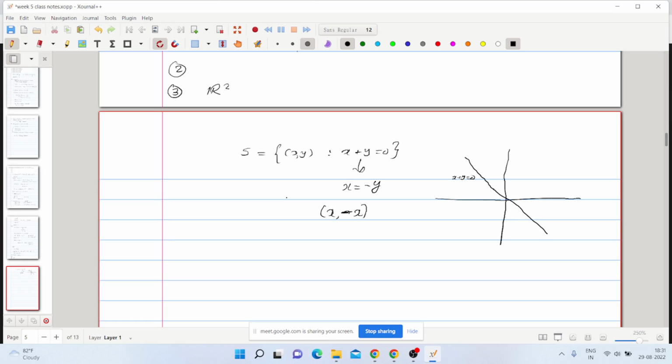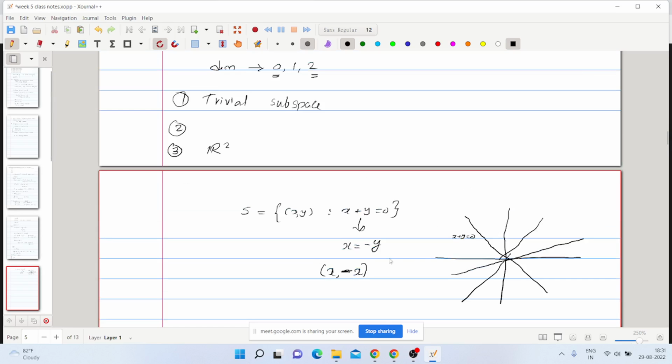In the same way, we can see any line. If I take any line which passes through the origin, it should pass through the origin, because 0 should always belong to the subspace. So if I consider any line which passes through the origin, then it will also be a subspace. So all such lines are the subspaces of dimension 1. So here, lines passing through the origin.